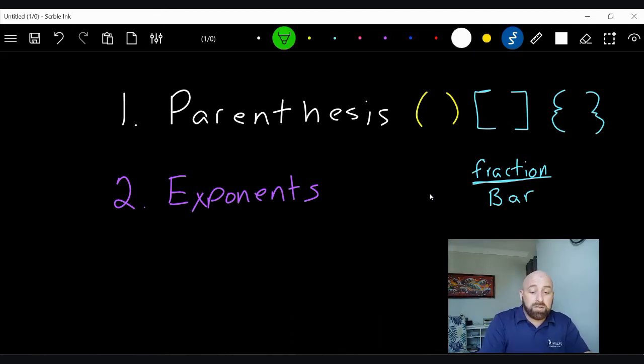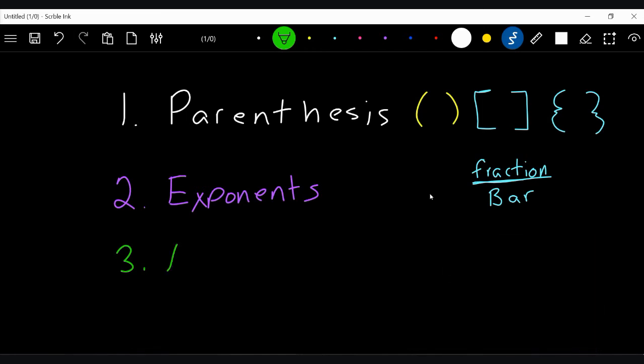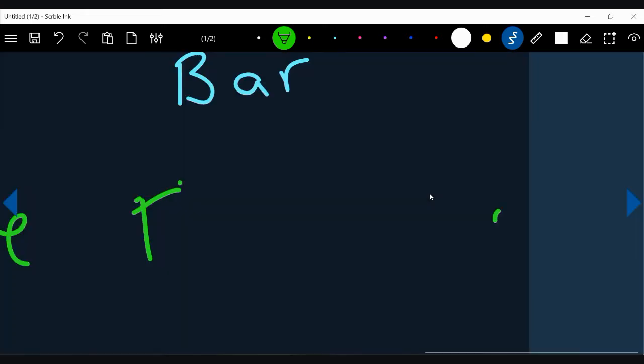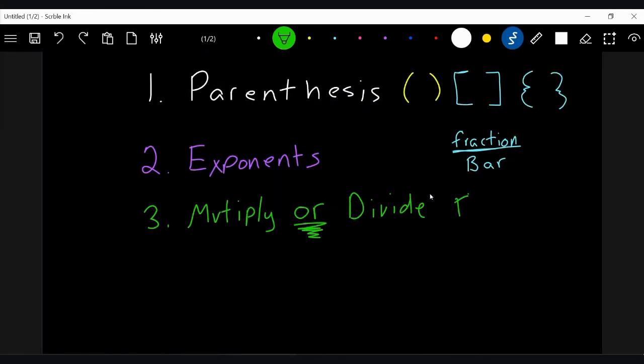And then that will lead us to step number 3, and that is multiply. I'll write it this way. Let's say multiply. Or, and I like the word or there. You can write and if you want to, but I like the word or. Divide from left to right. From left to right. I don't know why it's doing that to me.